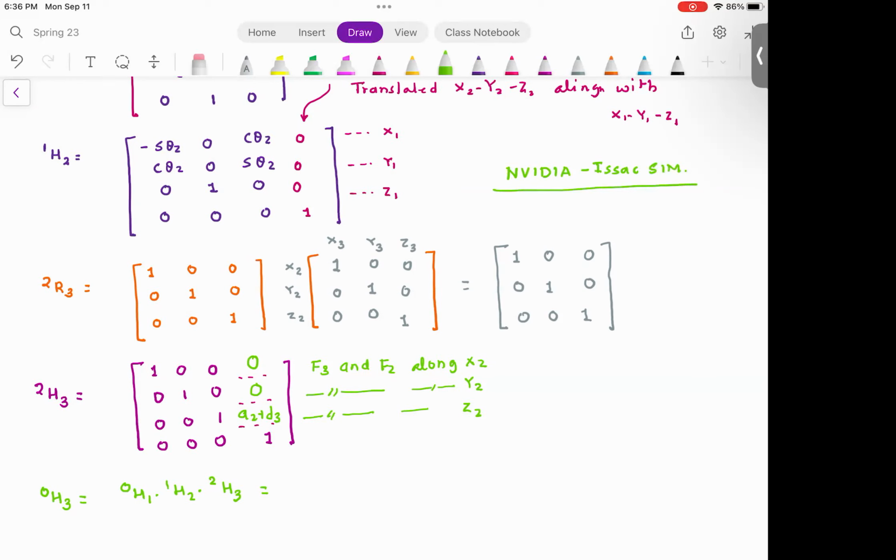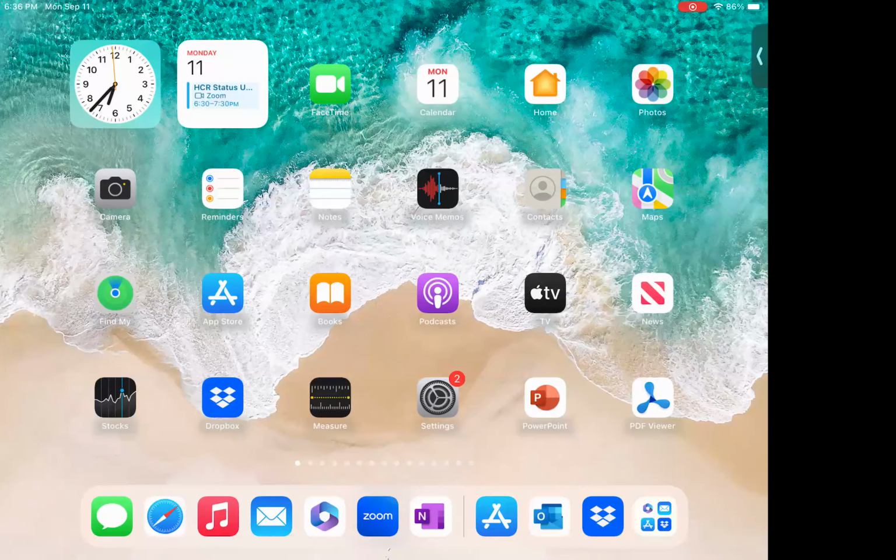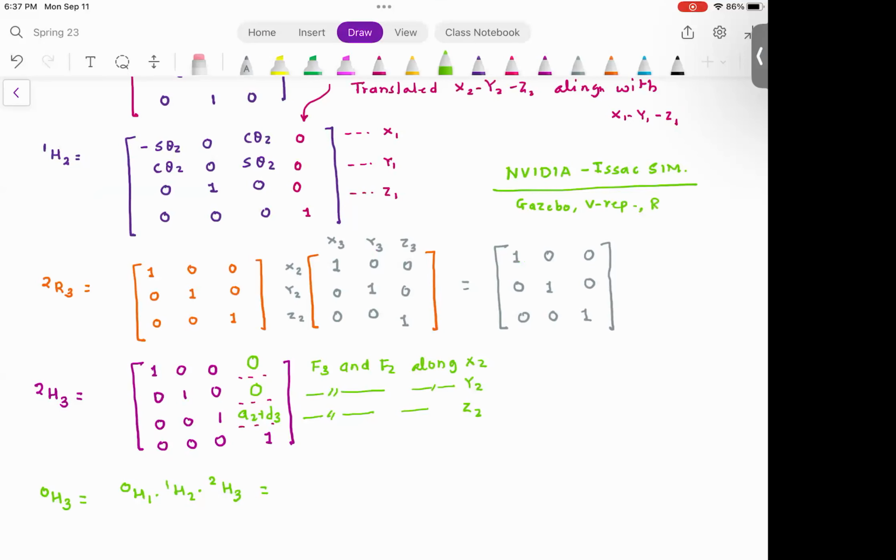So probably I can tell you, next year people are not gonna use Gazebo. There is Gazebo. Then there is VREP. There is Robotica. At one time, there was Microsoft Robotics Toolbox. So that was again the language.